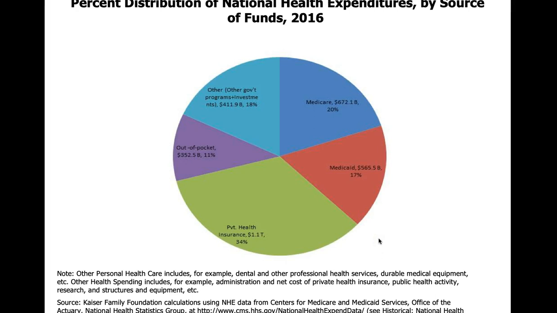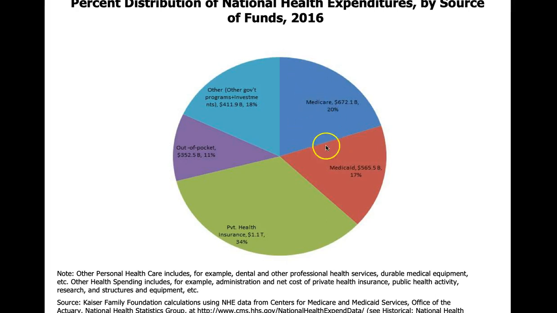So still looking at where the money comes from, where the source of funds come from, for 2016, we could see that 1/3 of all the expenditures for healthcare was paid for by private health insurance, and it amounts to about $1.1 trillion. That's 34% of the expenditures coming from private health insurance. So the second and third biggest payer sources are Medicare and Medicaid, and it's 20% for Medicare at $672.1 billion and 17% for Medicaid at $565.5 billion.